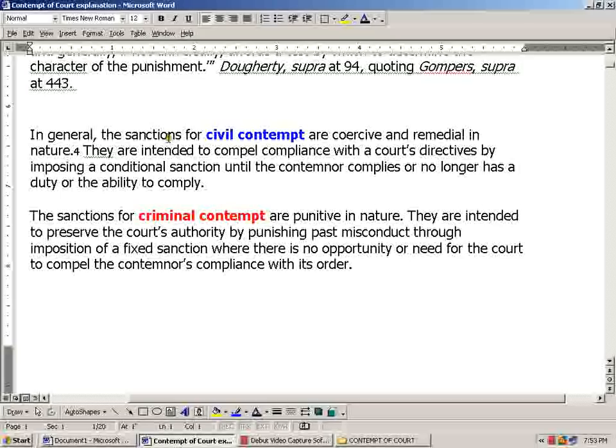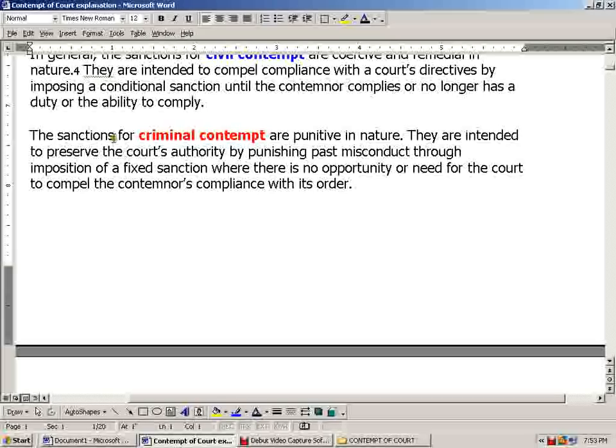In general, the sanctions of civil contempt are coercive and remedial in nature. The sanctions of criminal contempt are punitive in nature, intended to preserve the court's authority by punishing past misconduct through imposition of a fixed sanction where there's no opportunity or need for the court to compel the contemptor's compliance with its orders. Right? We're going to get them to say, hey, there's already contempt in the court. I'm going to have you take judicial notice of the record that the plaintiff is a fictitious entity, fictitious plaintiff, doesn't exist. Here's the evidence. Boom, contempt of court.